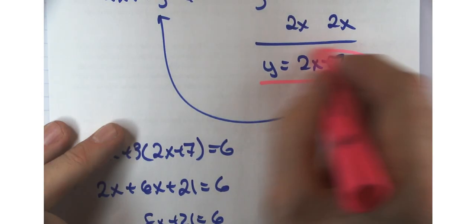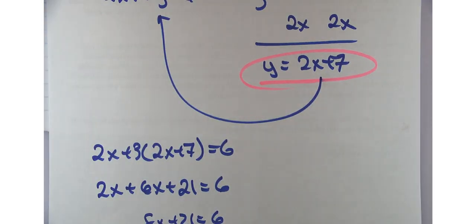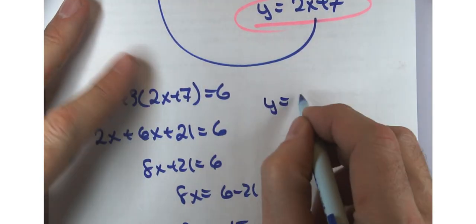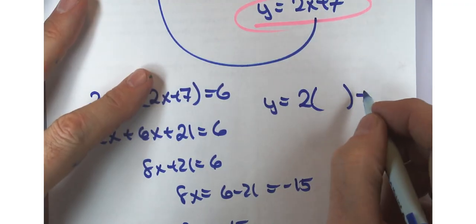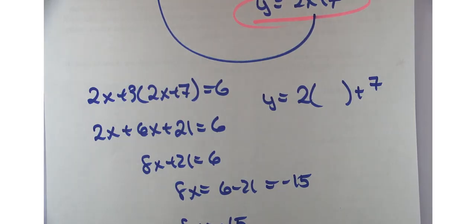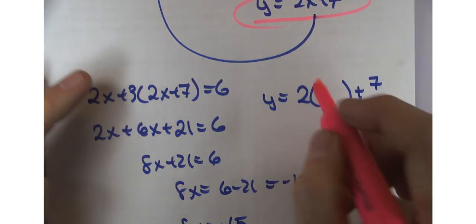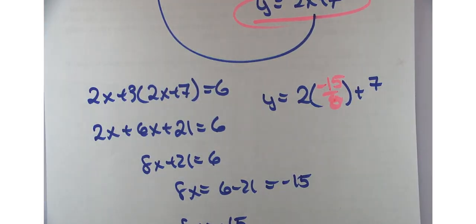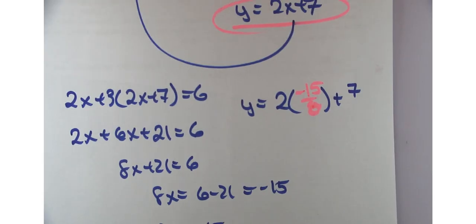What do you think the advantage is of plugging your value of x into that one? You've already got y solved for, right? You just have to plug in the value of x. So let's see, that's going to be y equals 2 times negative 15 over 8 plus 7. And let me plug that in here. Negative 15 over 8. Now they invented calculators because the brain is a terrible thing to use. So let's see if we can't get our calculator to do a little bit of work for us.